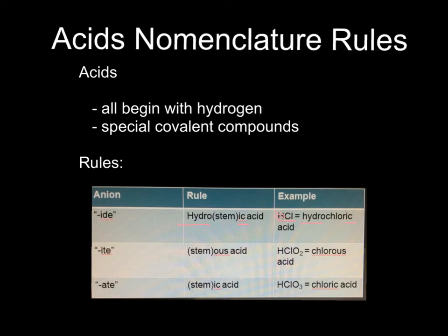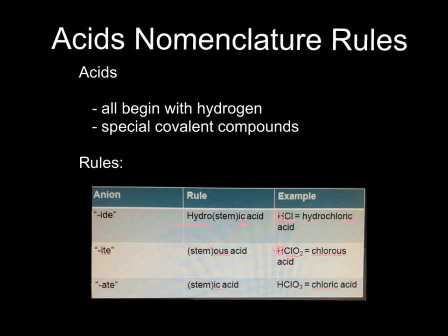Now when we have ternary acids, or acids that contain polyatomic ions, we have to worry about our ITE and ATE endings. If the anion has an ITE ending, then you drop the ITE and you add OUS to the stem. So looking here, we have HClO2. H is hydrogen. We therefore can identify the compound as being an acid, and we're done. We don't look at it anymore. We look at ClO2. We recognize we have more than one element here, so now we're looking at our polyatomic ion list. When we look up ClO2, we find out that it's chlorite. The ITE ending gets dropped, and we call this chlorous acid.